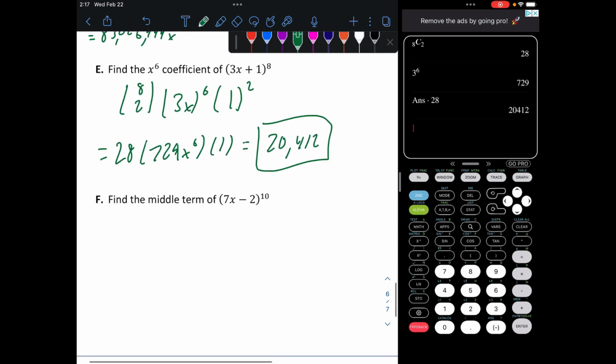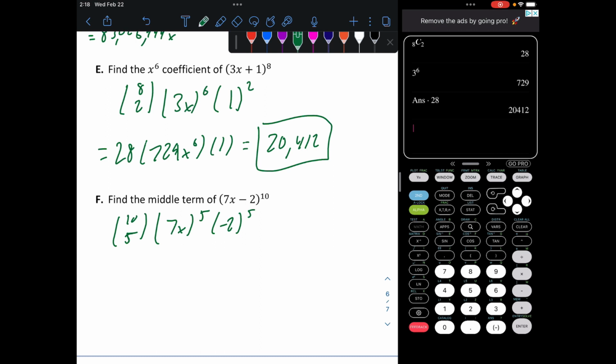All right, F, the middle term. So if it's the 10th power, that means there's 11 terms. So we're looking for the term that's in the middle here. That's going to be 10 choose 5, which is in the middle from 0 to 10. And then we're going to have 7x to some power and negative 2 to some power. And remember, these are always going to match. So it'd be the 5th power there, and then 10 minus 5, the 5th power there.